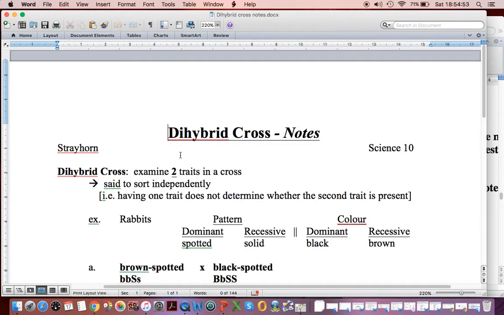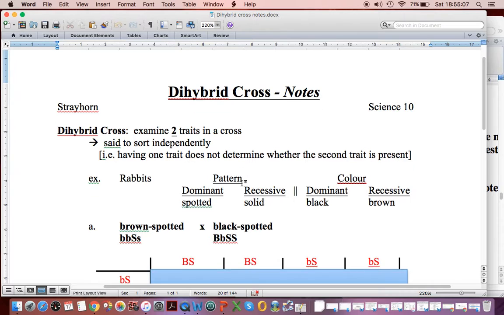Di means two, and so we're talking about two traits that sort independently. It has to do with the law of independent assortment, and we are looking at what are the possible gene pairings when we get two traits at a time.